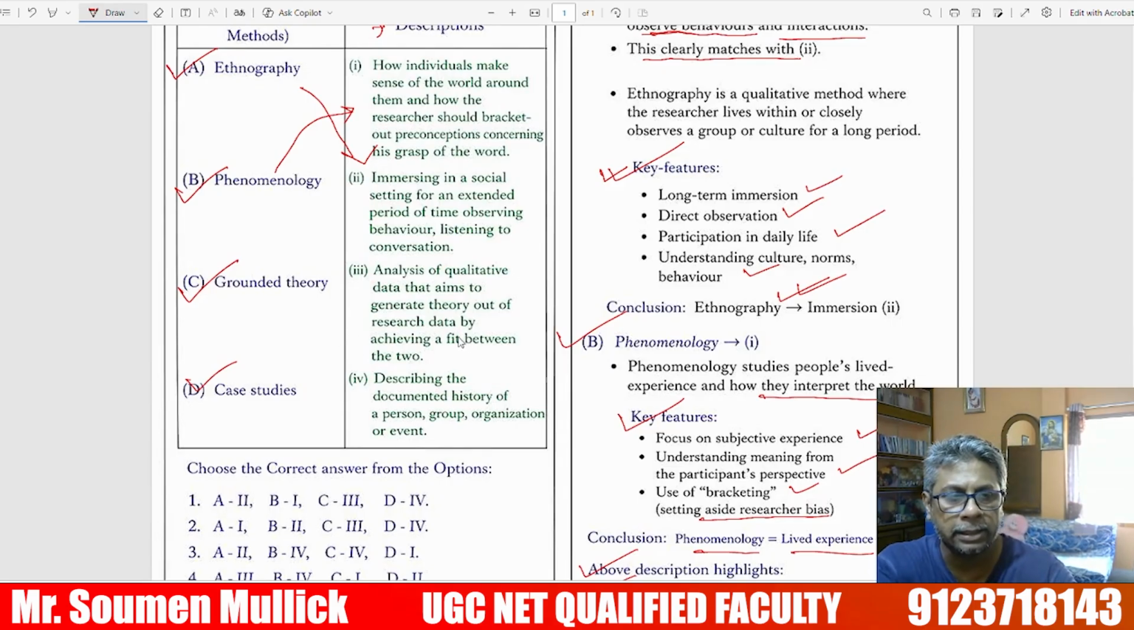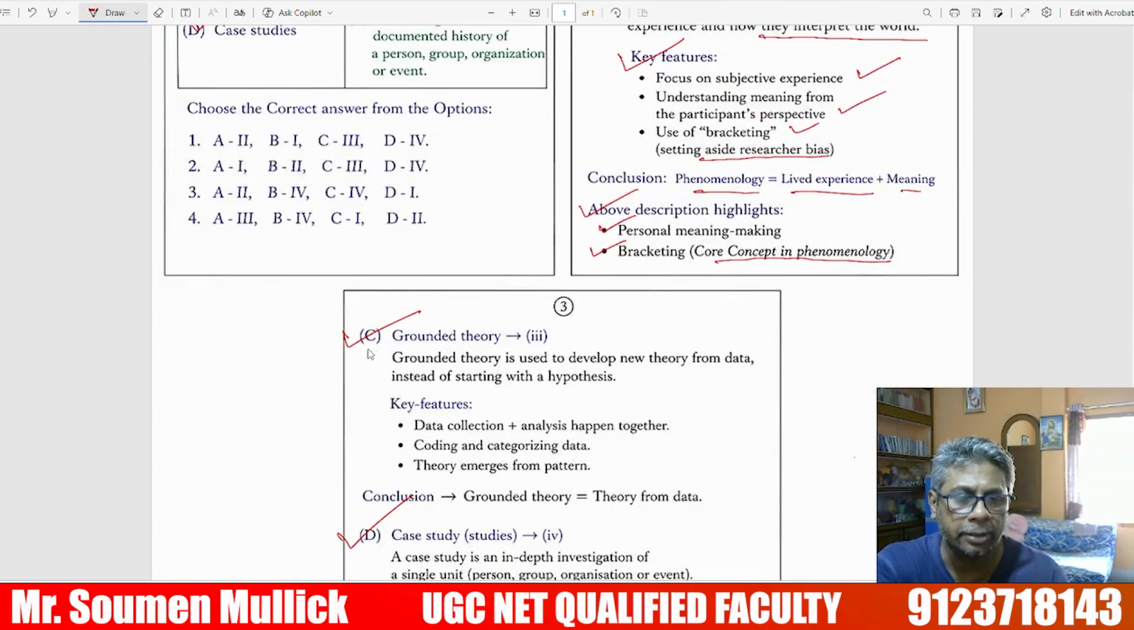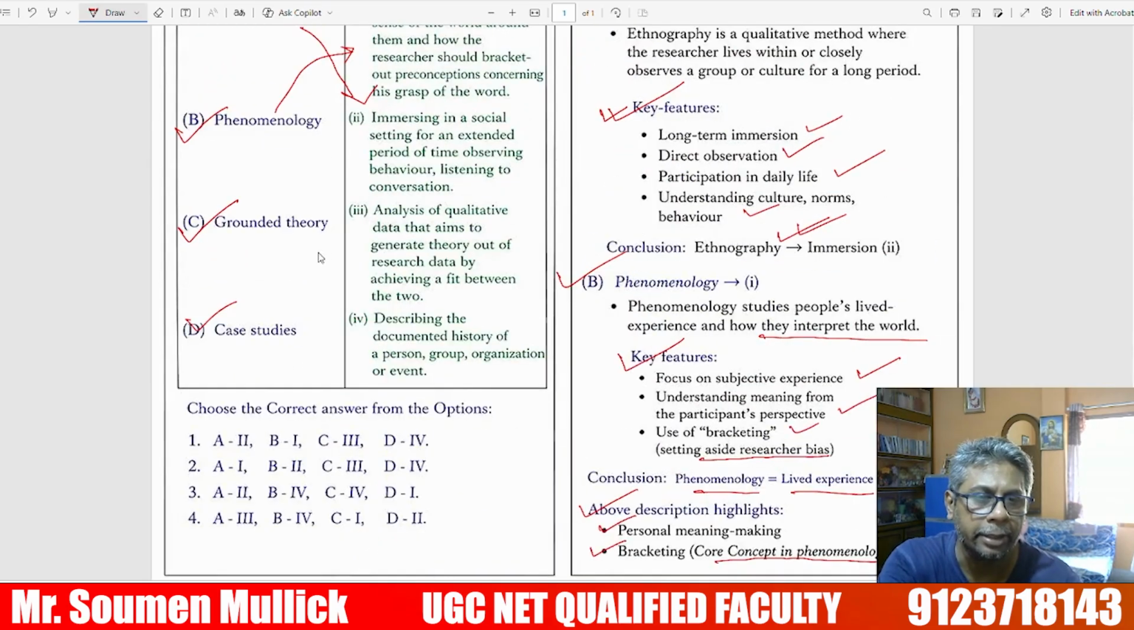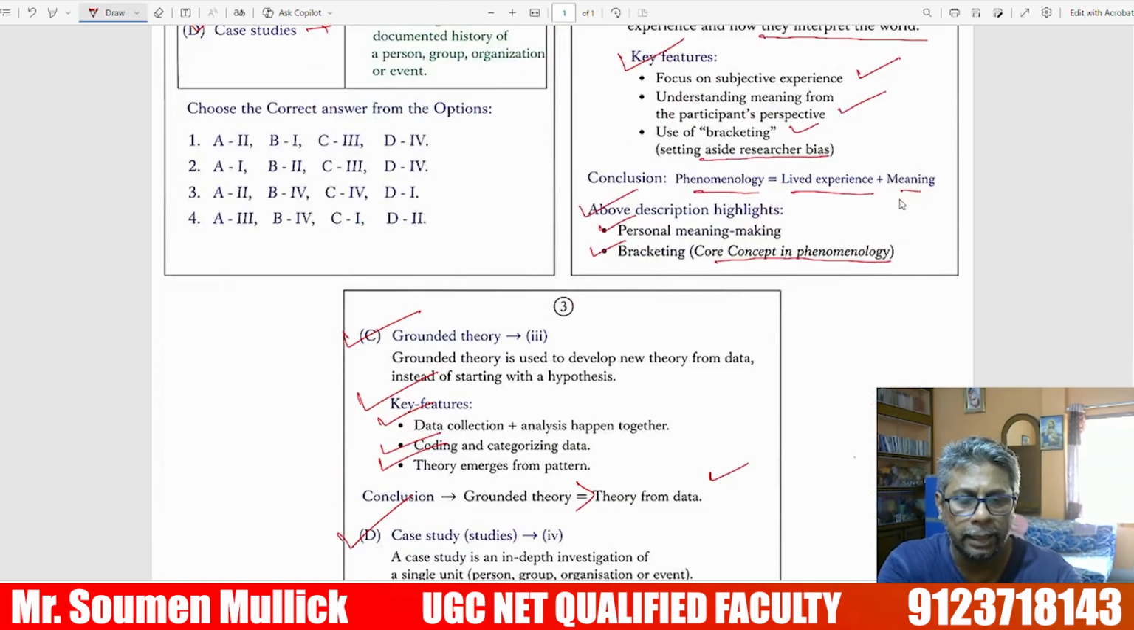And finally, C, grounded theory. Grounded theory is used to develop new theory from data instead of starting with a hypothesis. Key features: data collection, analysis, coding and categorizing the data, and theory emerging from patterns. Conclusion: grounded theory is theory from data. Grounded theory is related with three: analyzing qualitative data that aims to generate theory out of research data. And case study, so D4, case study.